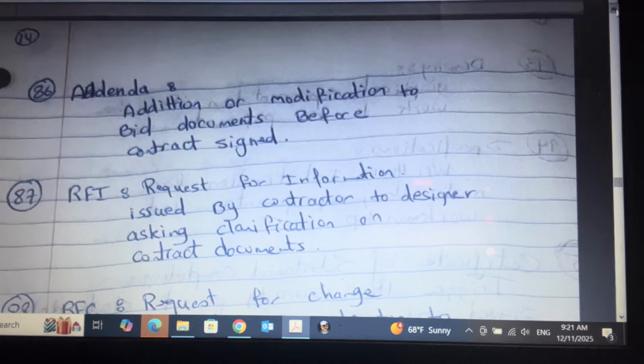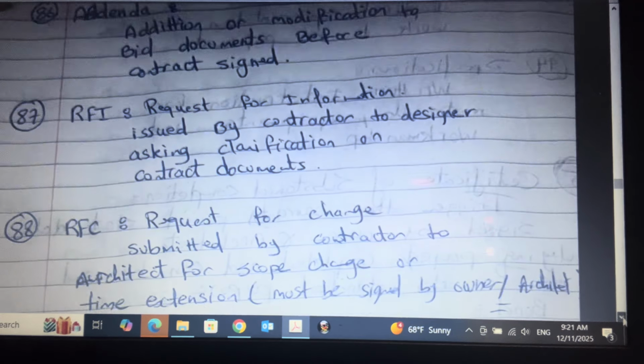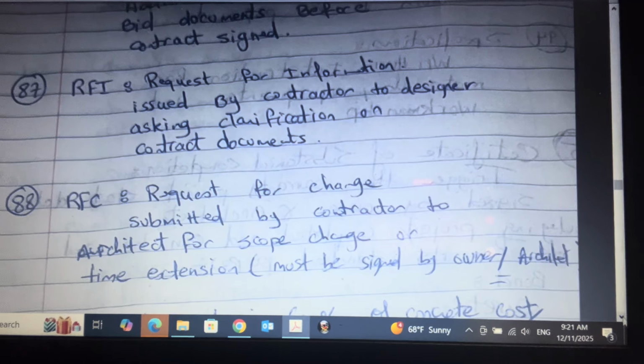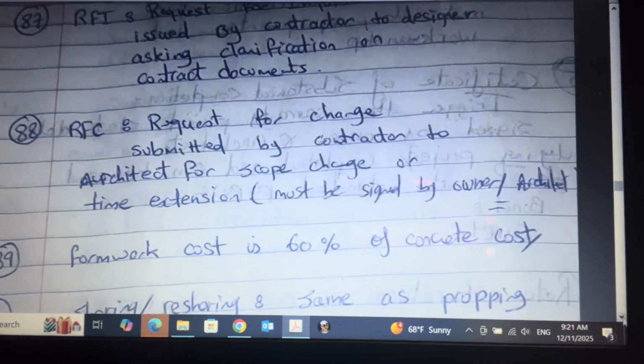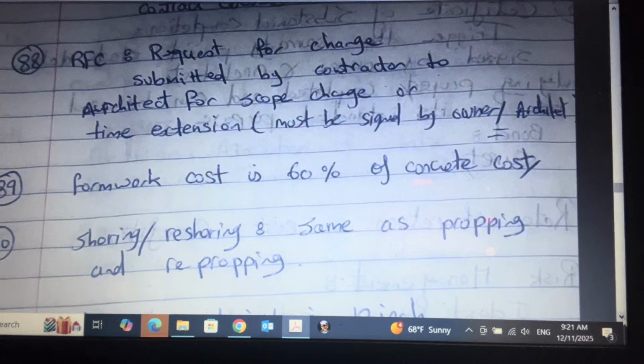RFI, or request for information, is issued by the contractor to the designer asking for clarification on contract documents. RFC, or request for a change, is submitted by the contractor to the architect for a scope change or time extension, and it must be signed by the owner and architect.